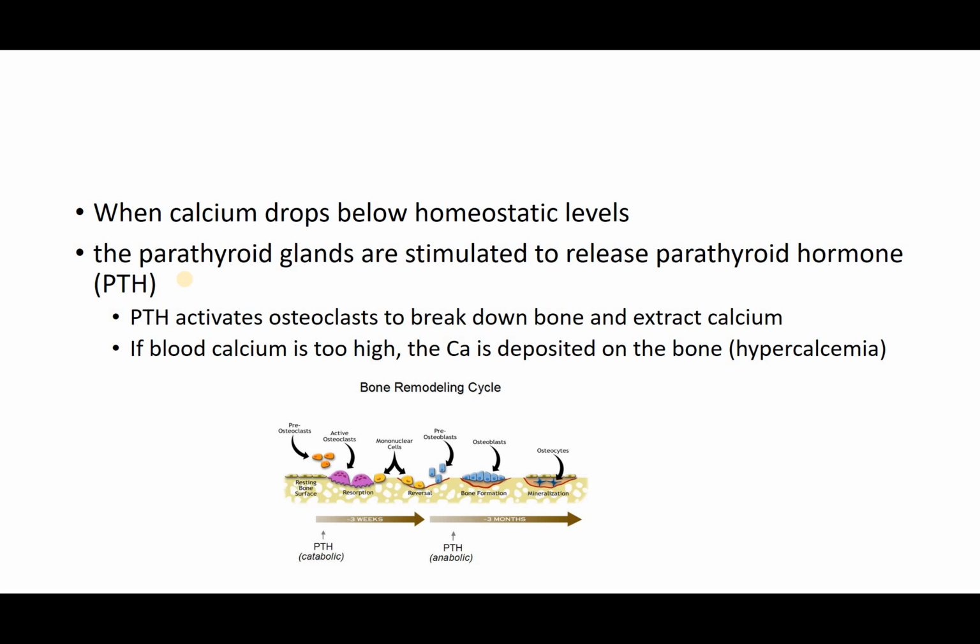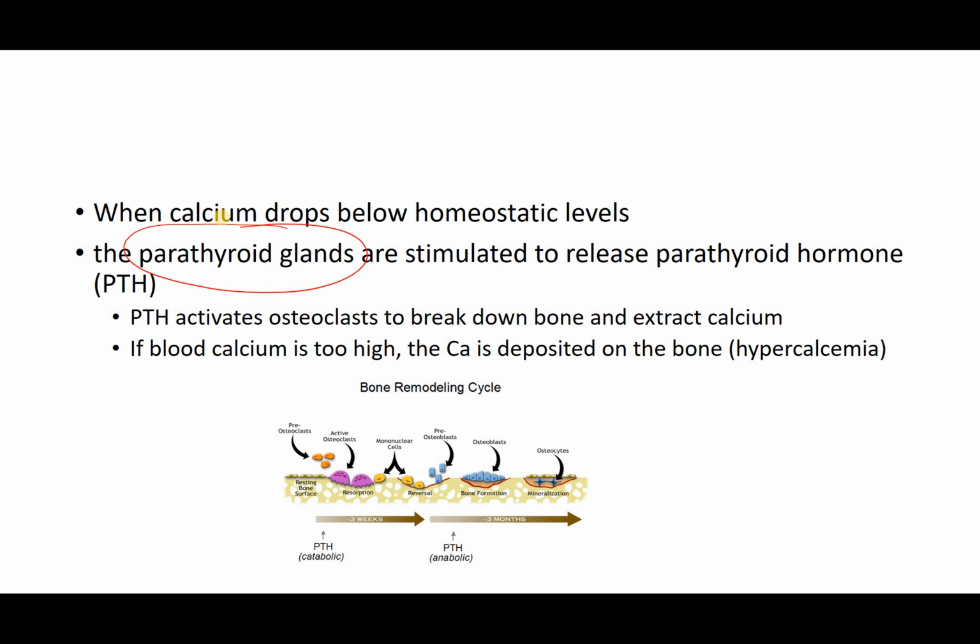When calcium drops below homeostasis, the parathyroid glands are stimulated to release parathyroid hormone. I do want you to know that. The parathyroid glands, which are located on the posterior aspect of the thyroid, will release parathyroid hormone. The PTH activates osteoclasts to break down bone, which will bring calcium out of bone. So in other words, your body's like, I need calcium.